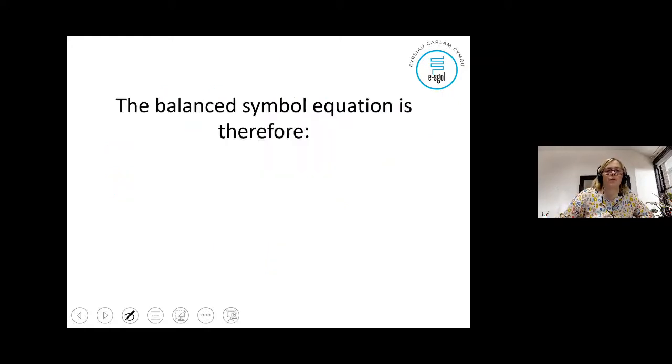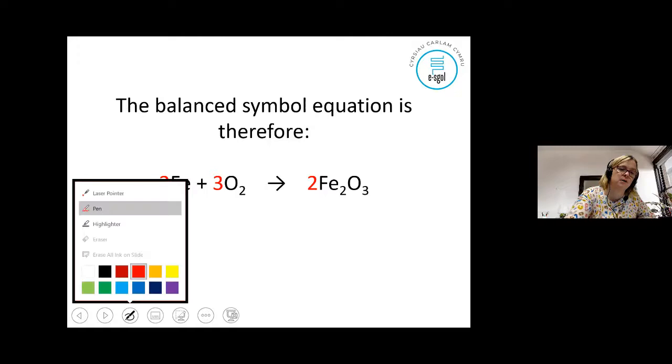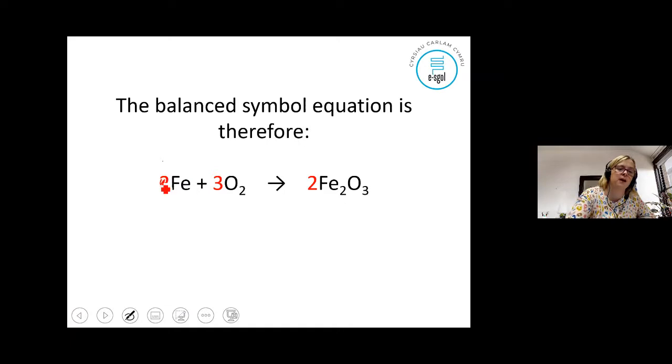So, the balanced symbol equation, therefore, is as follows. And, see, there's a typo, which I will change. There's always one. It's part of being an honest teacher to tell you, do you know what, I made a mistake, so let's change that, and I will change it properly. It's going to be 4. But the corrected version will be put on the Catalyst website, I promise.